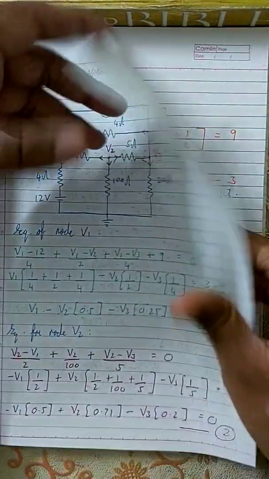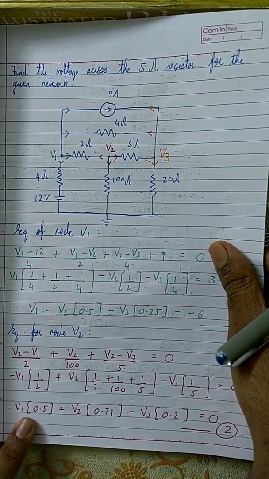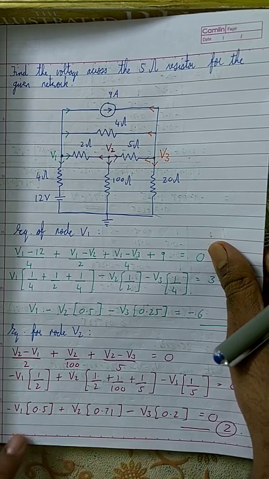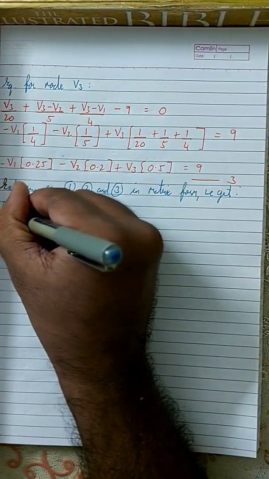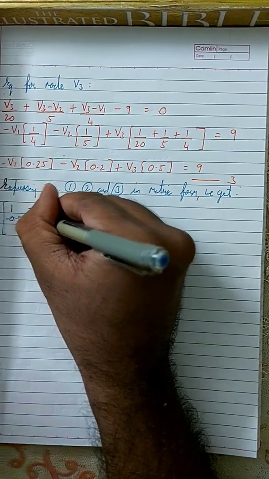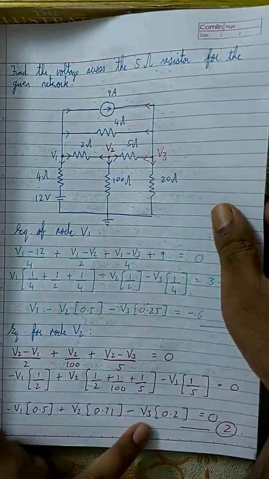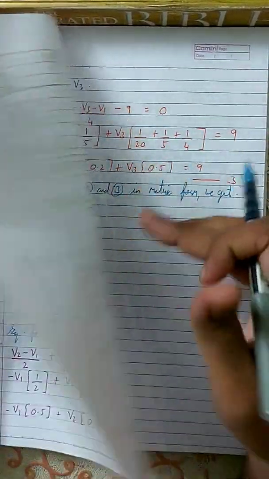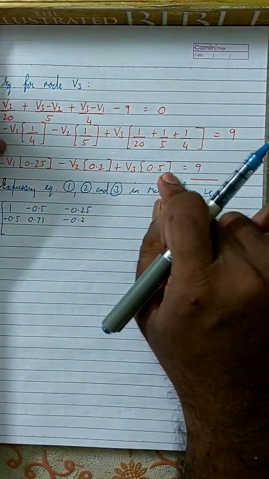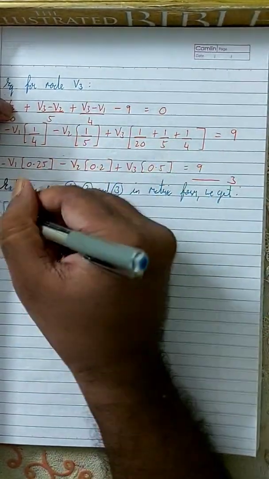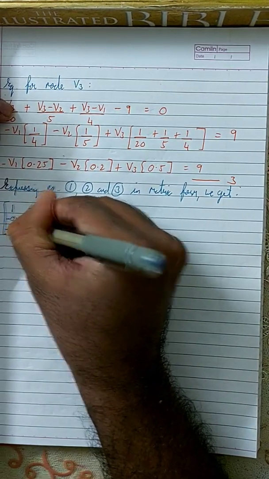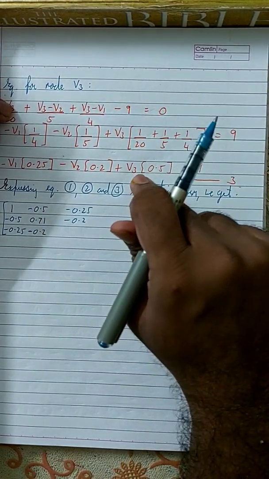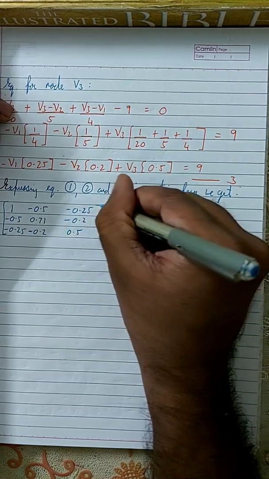Okay. Now what about the second equation? The coefficient of V1 is minus 0.5. Then the coefficient of V2 is 0.71 and the coefficient of V3 is minus 0.2. This is the coefficient of V3. Next is the third equation. The coefficient of V1 is minus 0.25, right? The coefficient of V2 is minus 0.2. The coefficient of V3 is 0.5.